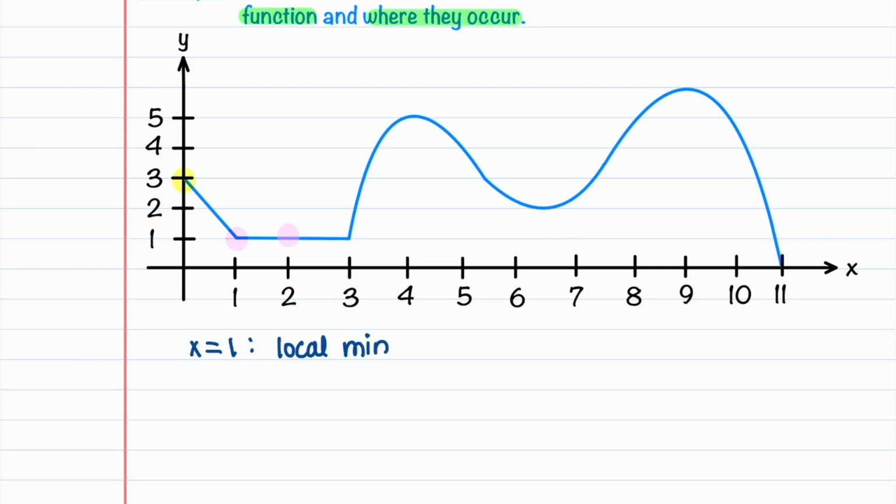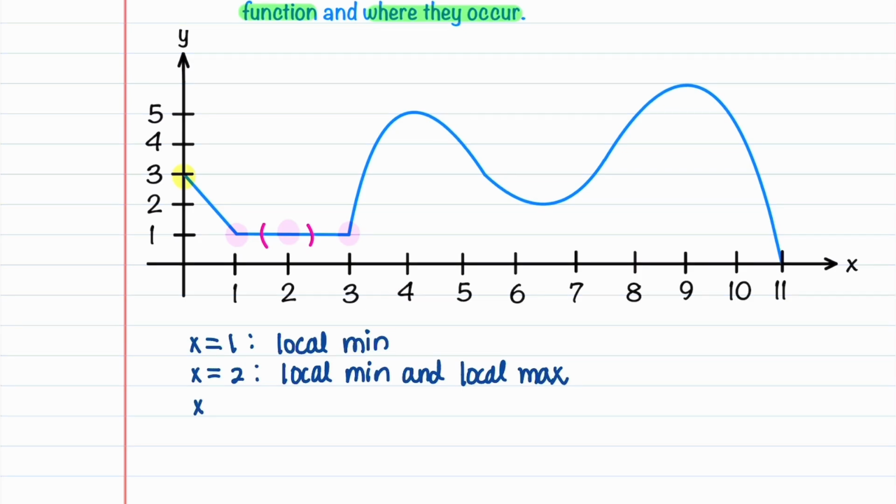Let's now look when x is equal to 2. This one's a little bit tricky. In a neighborhood around x is equal to 2, notice that our function value is equal to the points to the right and to the left. That means that at x is equal to 2, we have a local min and a local max. Let's now look at x is equal to 3. This one is just like x is equal to 1, and we are going to have a local min.